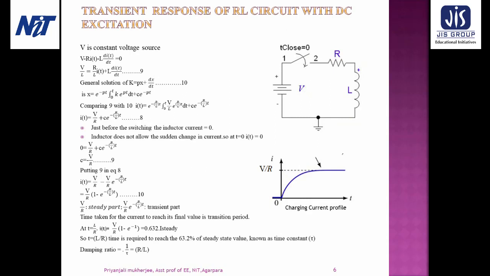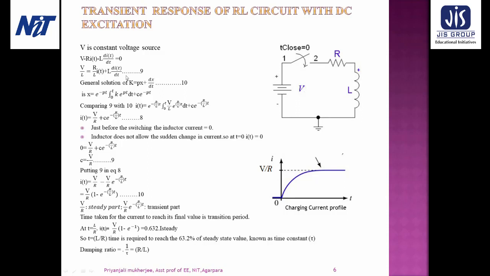So this is the RL circuit with DC excitation. The voltage source is constant, and the switch is closed at t equal to 0. If we apply KVL in this circuit, we get V minus R i(t) minus L di/dt equal to 0. Dividing both sides by L, we get V by L equal to R by L i(t) plus di/dt.